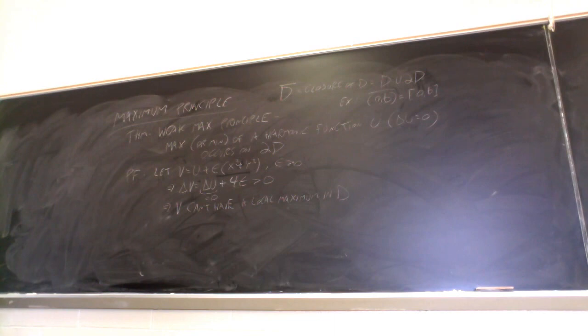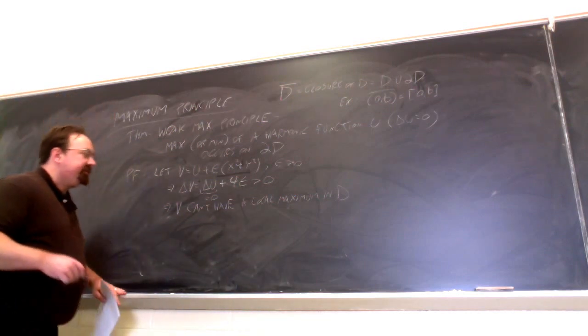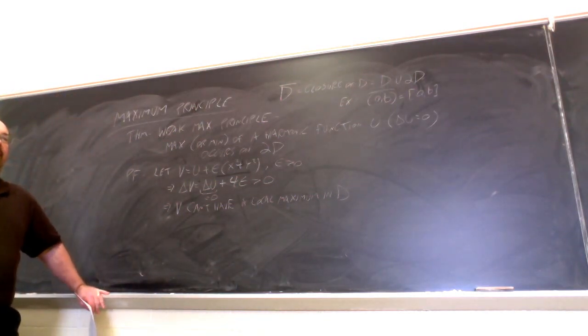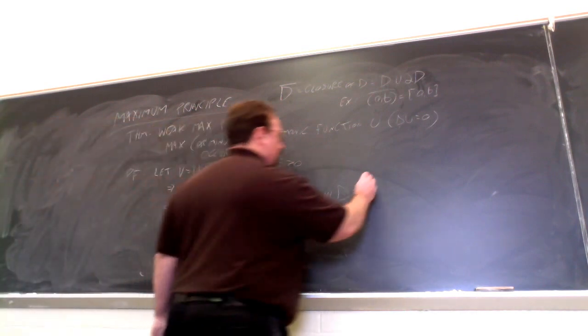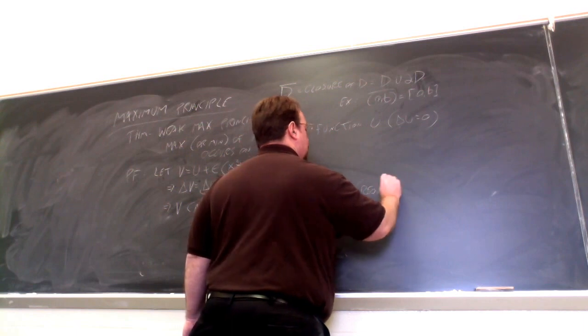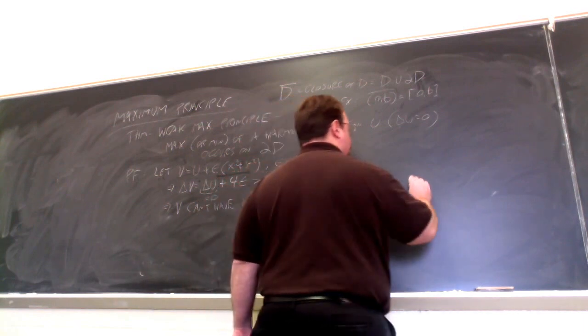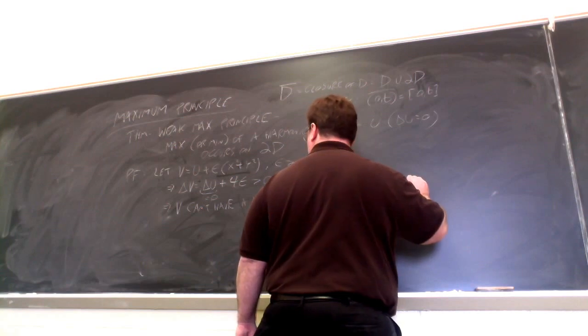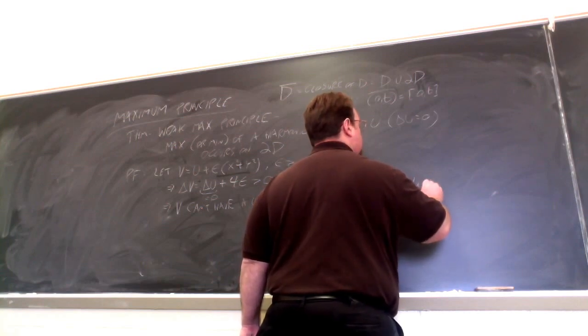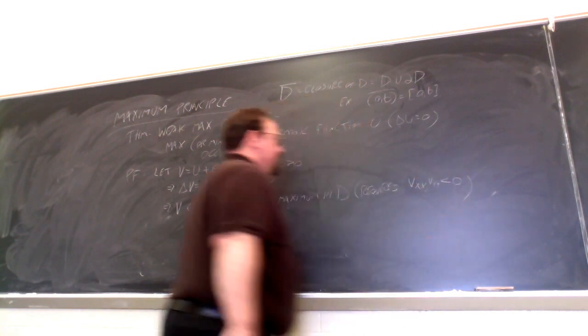Because in order to have a local maximum, you need to have a gradient of 0, and your Hessian matrix has to be negative definite. And in order for that to happen, it requires your second partial derivatives with respect to x and y be negative.